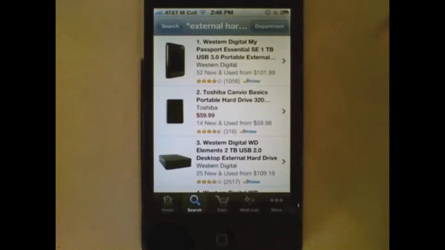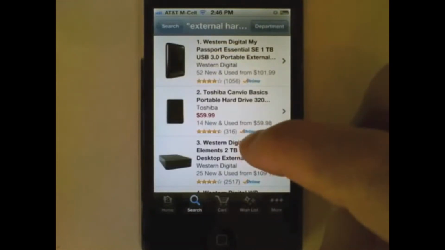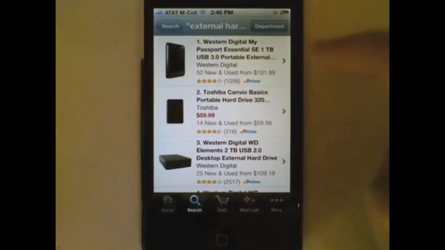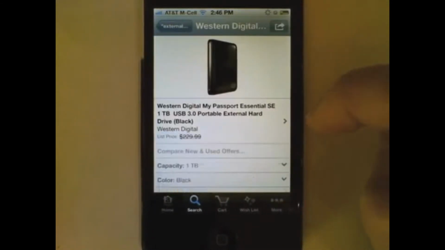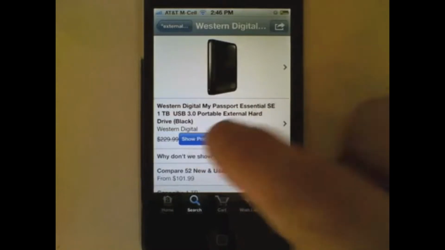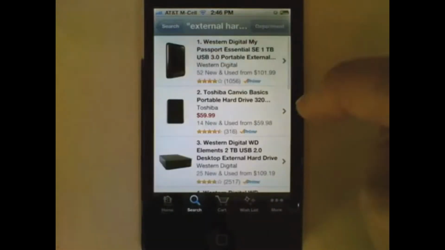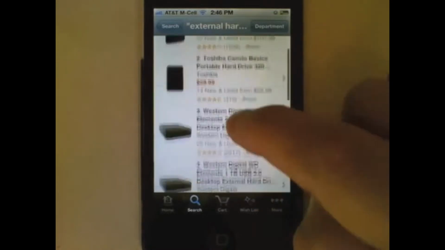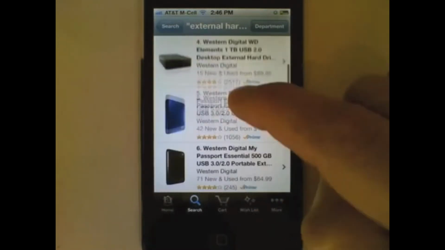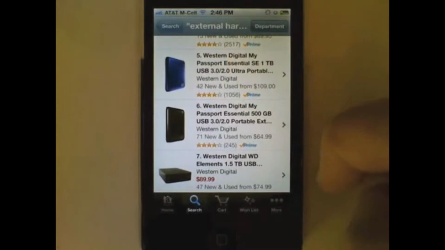Okay, I'm searching for a hard drive and I want to be able to filter by price. How can I filter by price here? So it looks like there's not a way that you can actually filter by price or sort by price range.